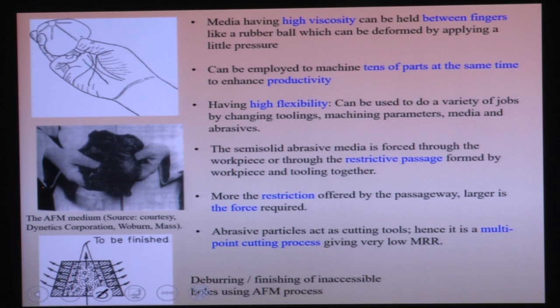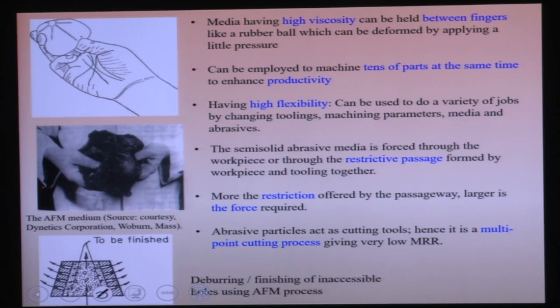As I told, the main rheological media is this polymeric media. It does the machining operation by using these abrasive particles. It has certain properties. It is a non-Newtonian fluid, obviously. Media having high viscosity can be held between the fingers like a rubber. You can see here, between the fingers it can be held like a rubber ball, which can be deformed by applying a little pressure.